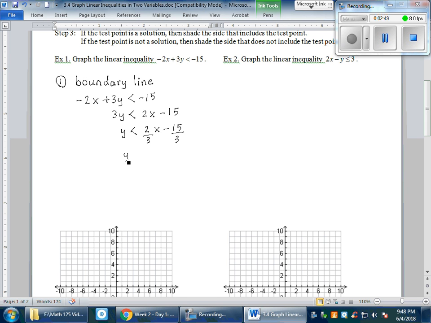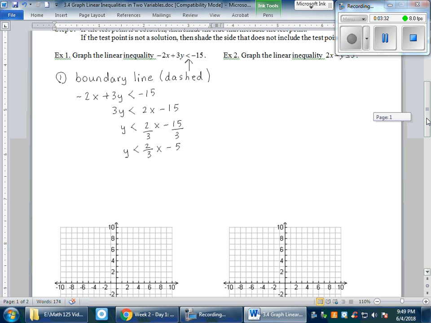So that gives us y is less than negative 2 over 3x minus 5. And you want to put a note right away. The boundary line will be a dashed line. Okay? The boundary line will be a dashed line because it is the less than inequality.